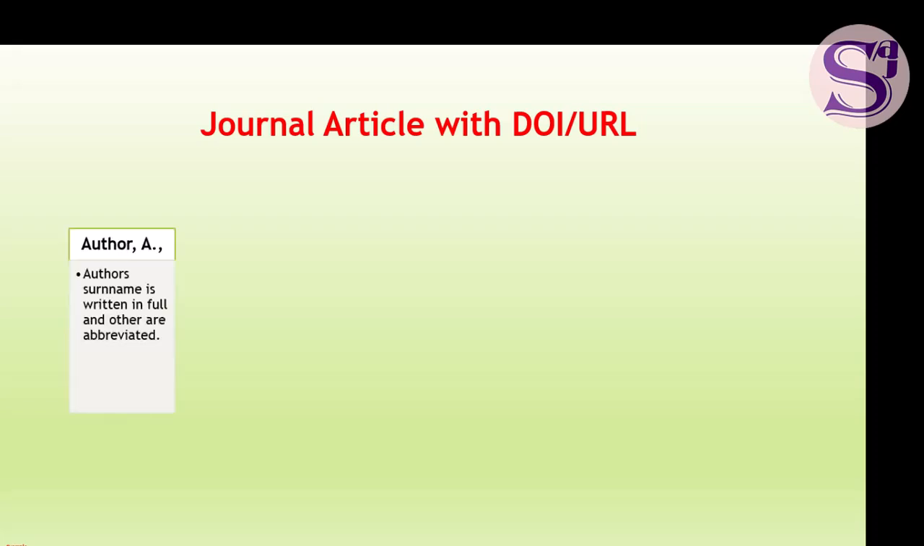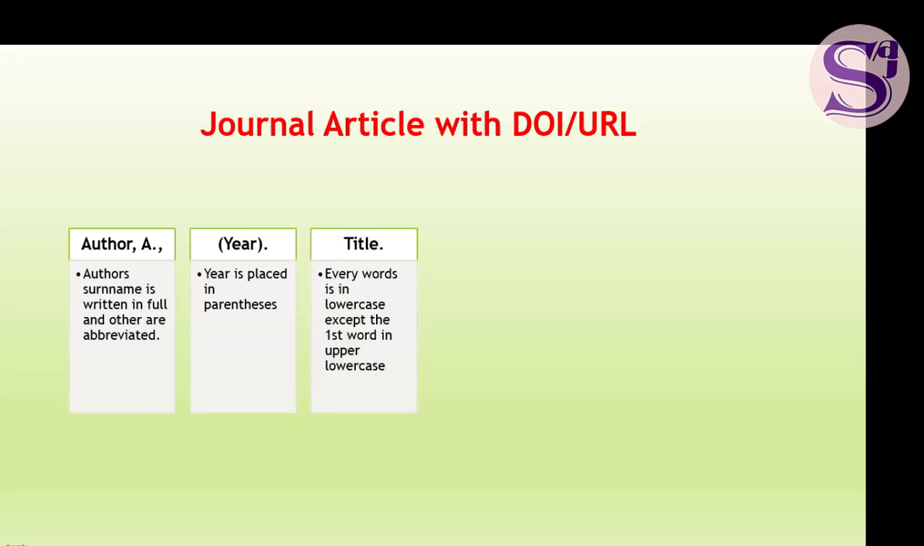The first thing you do is to locate the author's surname, separated by a comma, then the initial. The surname is written in full and the others' initials are abbreviated. Then the year enclosed in parentheses. Then the title of the journal article. Every word should be in lowercase except the first word, which is in upper case. Then the journal name itself, written in title case and italicized.